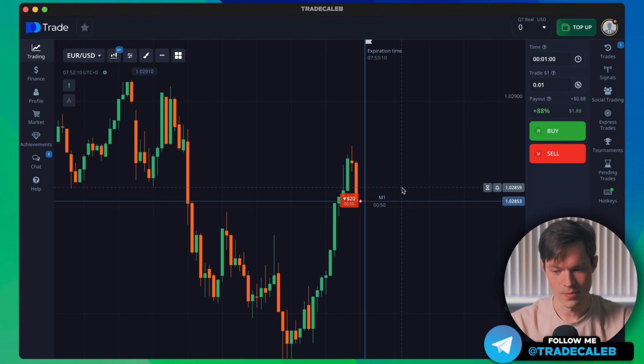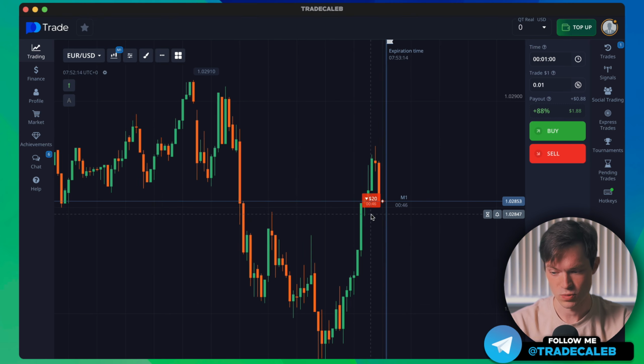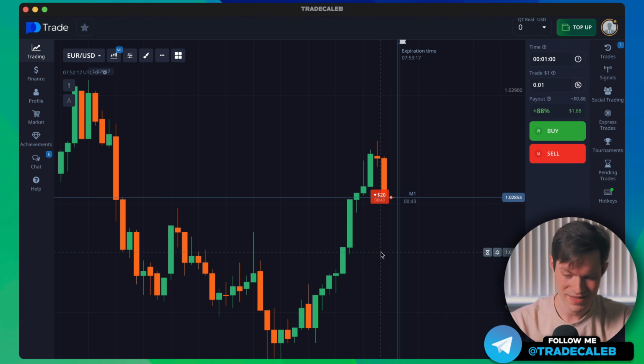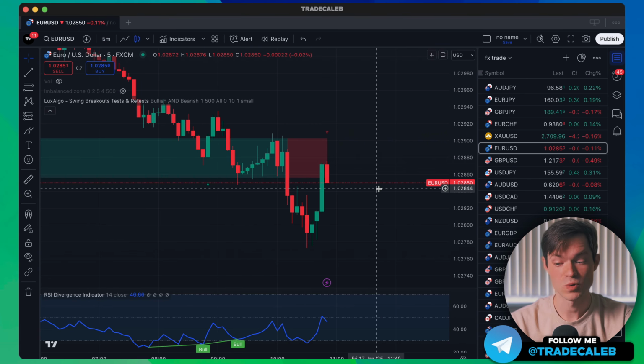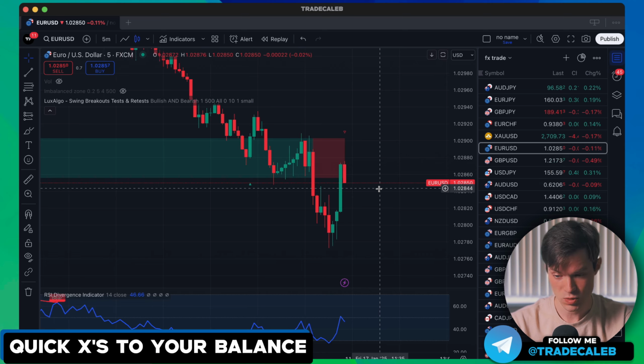Of course, at the moment, this is the riskiest strategy in terms of risk management that you can think of, because literally you can lose everything in just one trade. But it's a very good way to try to make quick gains on your balance.